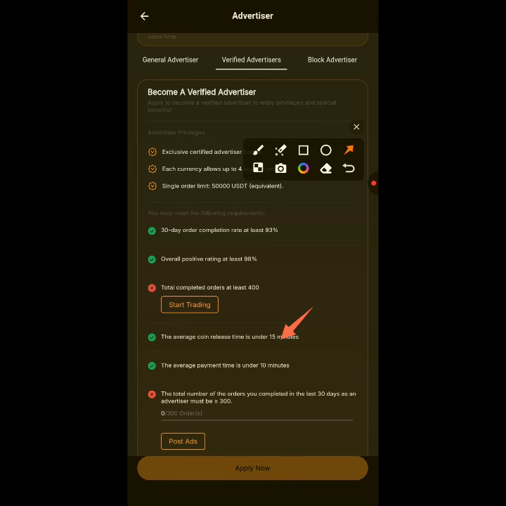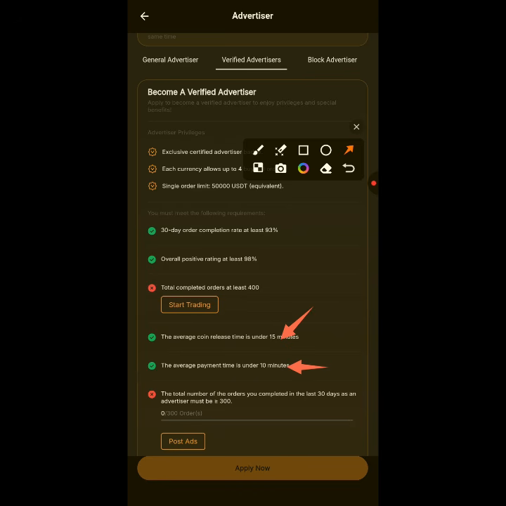Also, if somebody has given you their USDT or whatever, and you're taking time to pay them, somebody wants to sell to you and you're taking time to pay them, that is called the average payment time. So you need to be fast. That's what it means. You need to be fast.